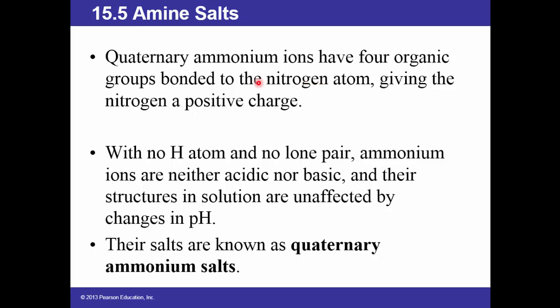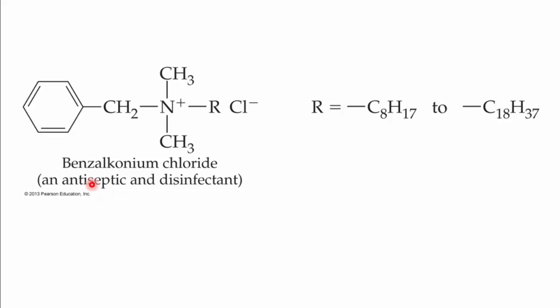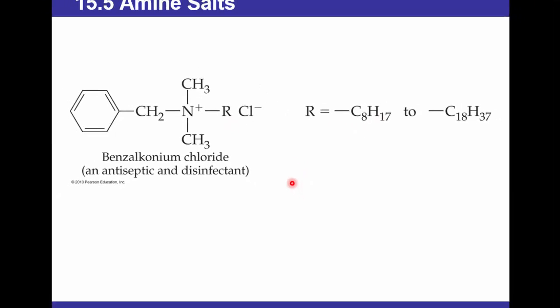Quaternary ammonium ions have 4 organic groups bonded to the nitrogen atom, giving the nitrogen a positive charge. With no hydrogen atom and no lone pair, these ions are neither acidic nor basic, and their structures in solution are unaffected by changes in pH. Their salts are known as quaternary ammonium salts. Like this, this is benzalkonium chloride, an antiseptic and disinfectant. This is called an amine salt.